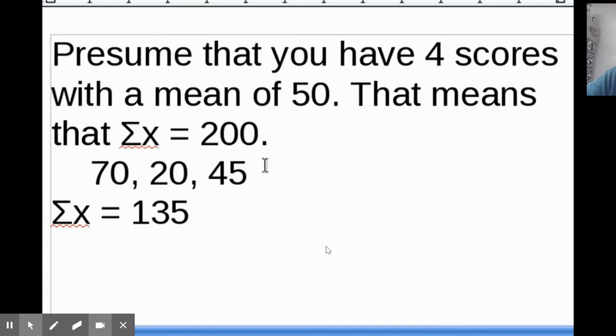And at this point, our freedom stops. We cannot have any choice on that last number. It has to be 65 because the sum has to come up to 200. So essentially, when we're doing the average of 4 scores, we have 3 degrees of freedom. If we had 10 scores, we'd have 9 degrees of freedom. We're totally free for the first 9 numbers, but the 10th number is forced on us. In general, when computing an average, if you have n scores, you have n minus 1 degrees of freedom.